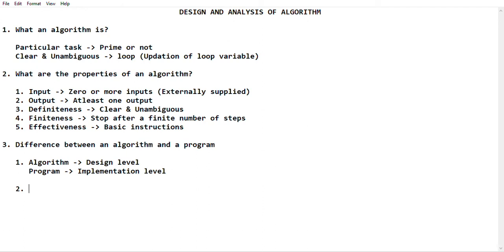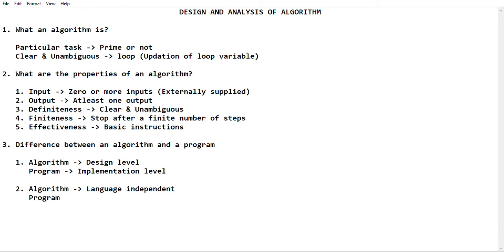Number 2 difference is that an algorithm is language independent. We can write an algorithm using pseudocode, or using any other format, that is, it is language independent.